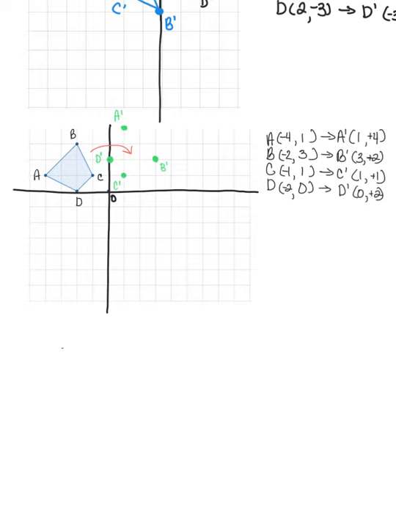Then I'll check B. B is here, and B prime is there. They form a right angle, so I know I'm correct. I know it's 90 degrees. Then I'll look at A. A is right here, A prime is right here. They form a right angle, so I know I'm correct. The last thing I need to do is draw my segments, and then my figure will be completed. All right, so I have drawn my segments. I know that my figure is correct.